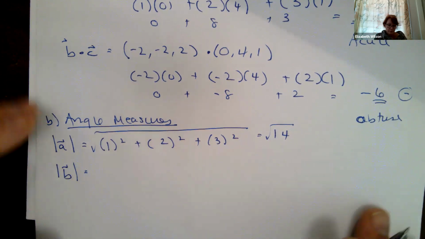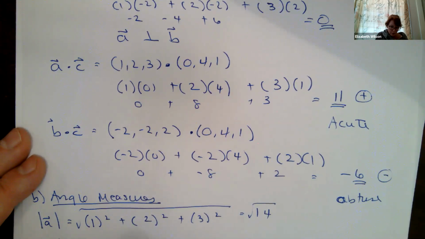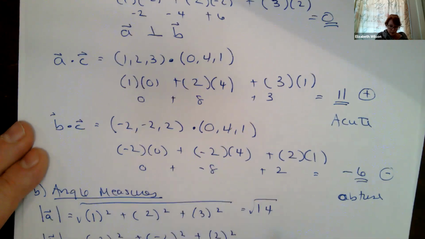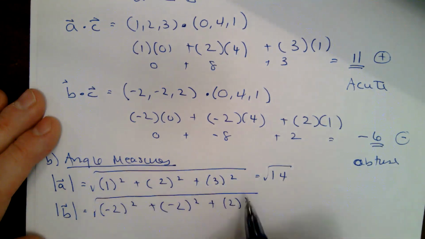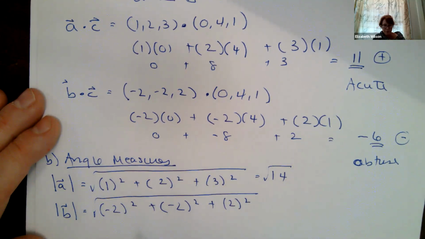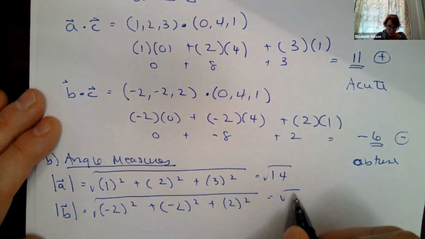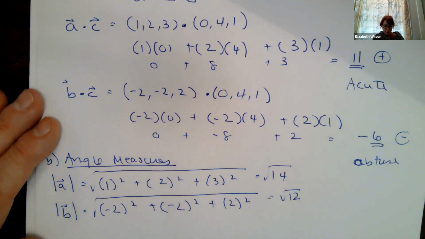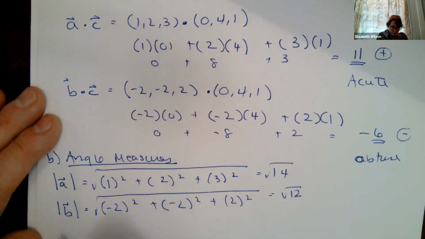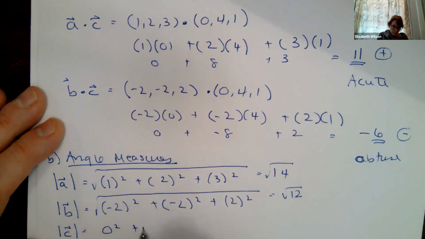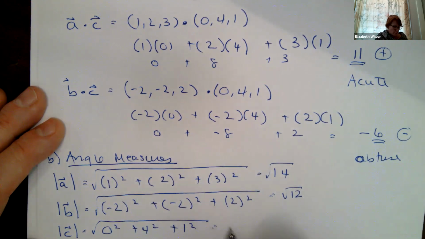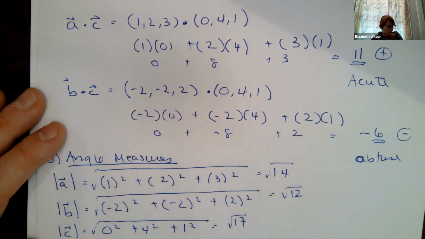For B, watch out. I've got a -2 squared plus a -2 squared plus a 2 squared. Make sure you're using parentheses so that you actually get a positive number. So this is 4 plus 4 plus 4, which is radical 12. You should never get a negative inside your radical. If you do, you probably forgot to put parentheses. We'll calculate the magnitude of C: 0 squared plus 4 squared plus 1 squared. 0 plus 16 plus 1 is radical 17. So now I've got the magnitudes for each.